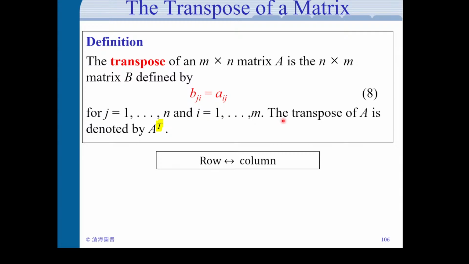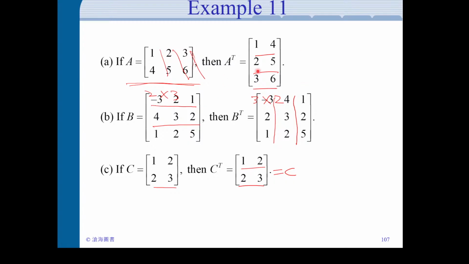Then lastly, we have more definitions. We define the transpose of a matrix. For every matrix we can define a transpose. A matrix of dimension m times n has a transpose of dimension n times m, where the entries have swapped indices, so bji will be equal to aij. It's denoted as A to the T. Basically we swap the rows and the columns of this matrix.